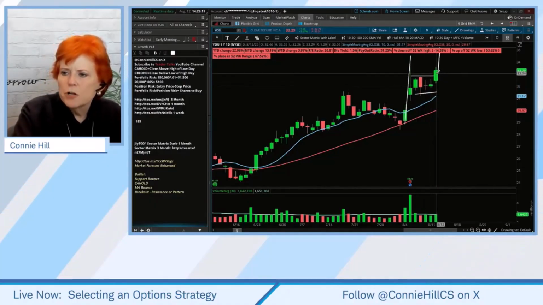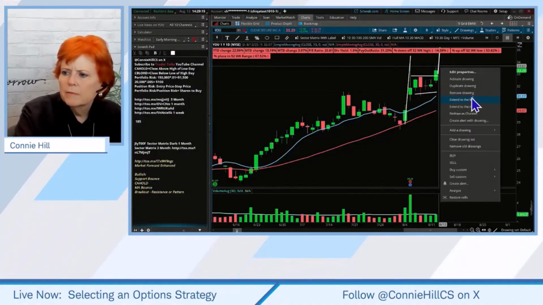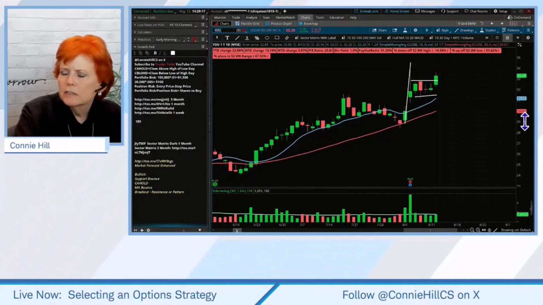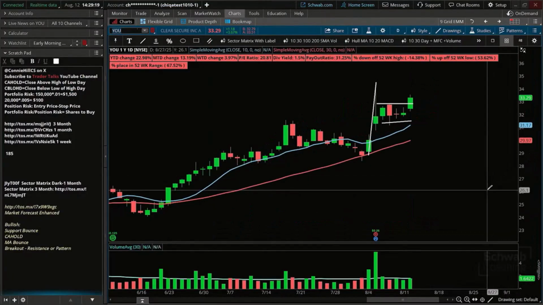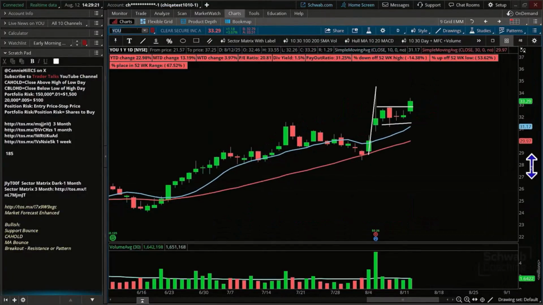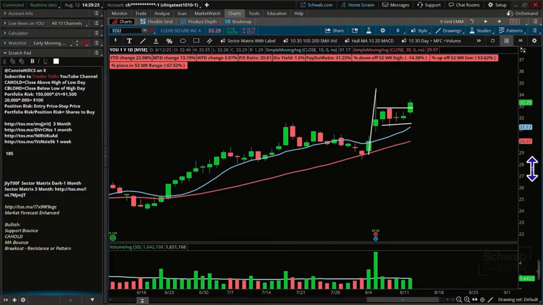What did it do today? Boom, it broke out of its flag pattern. Let me remove that. And so what we're going to do is we're going to say, great, we have a measuring stick that we could possibly use as a potential target because the expected move would be essentially the length of what the flagpole is.